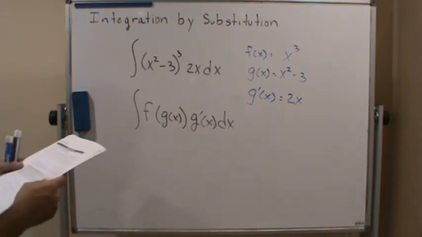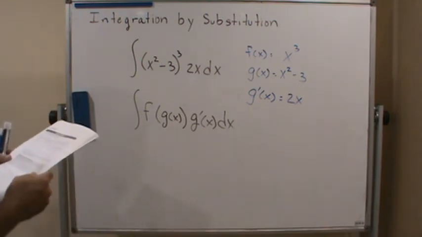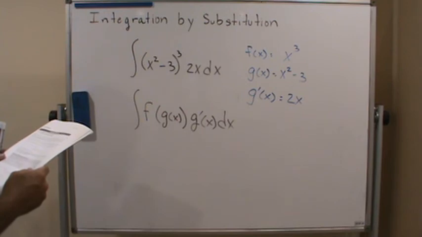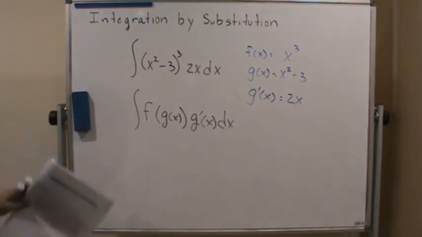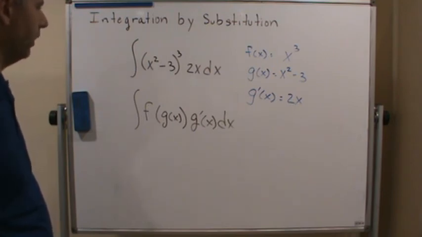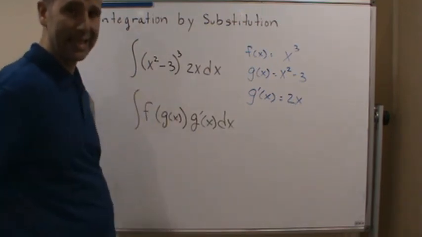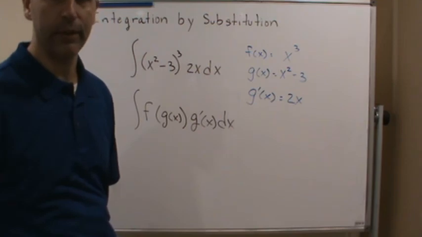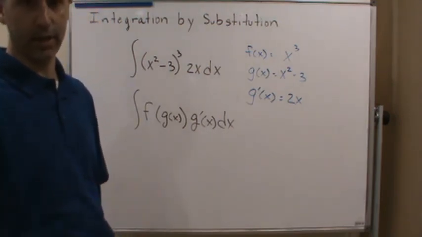Okay? And then we can do a change of variables. We could do a u substitution. And that's why we call it substitution, because we're going to substitute in different variables so that we can see the form a lot better, and then we can more easily integrate.